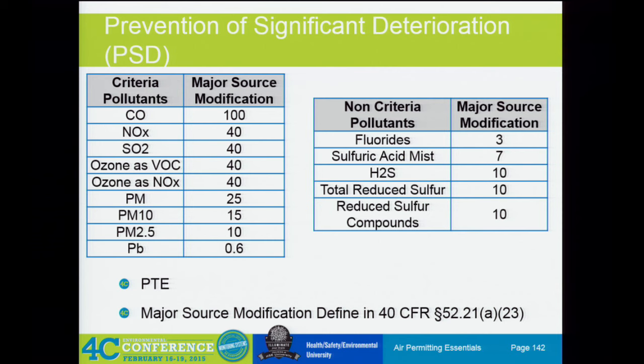So for CO, it's still at 100 tons. But for NOx, it's 40. SO2, it's 40. VOC and NOx as precursors to ozone are 40. PM is 25, PM10 is 15, PM2.5 is 10, lead is 0.6 tons. And then we also got some major source modification thresholds for non-criteria pollutants such as fluorides, sulfuric acid mist, H2S, total reduced sulfur, and reduced sulfur compounds.